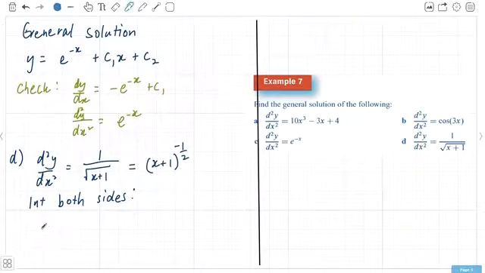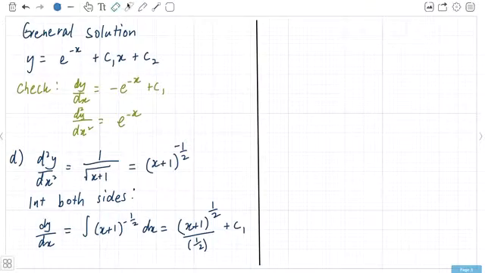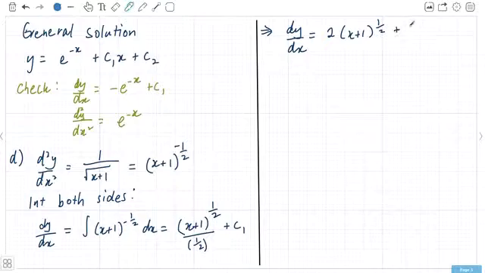So we're going to get dy dx equals, because integrating the second derivative gives you dy dx, the integral of x plus 1 to the negative a half, which equals x plus 1, add 1 to the power, which will make that positive a half, divide by the new power, and also divide by the derivative of the bracket, but we know that that's just 1, so that won't change anything, plus c1. And I'm just going to simplify that, so because we're dividing by a half, it's the same as multiplying by 2. So it would be 2 times x plus 1 to the half plus c1.